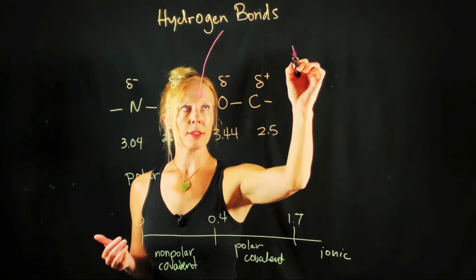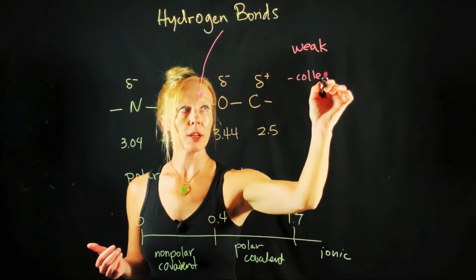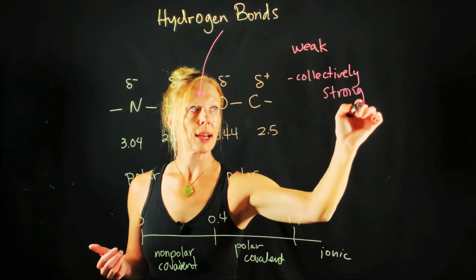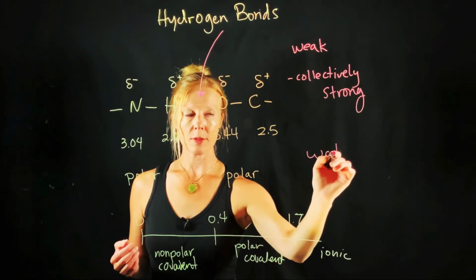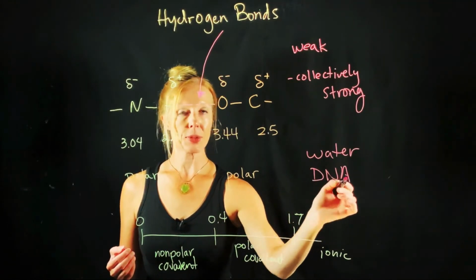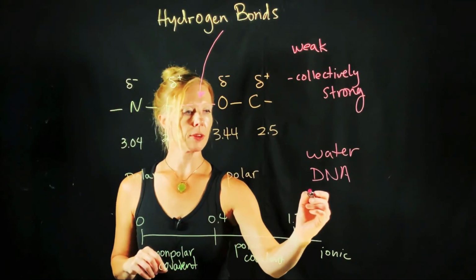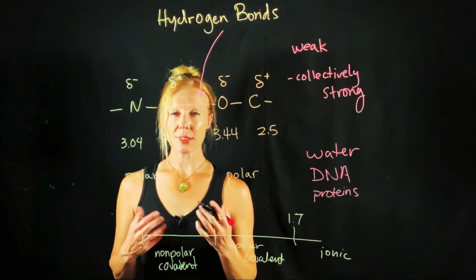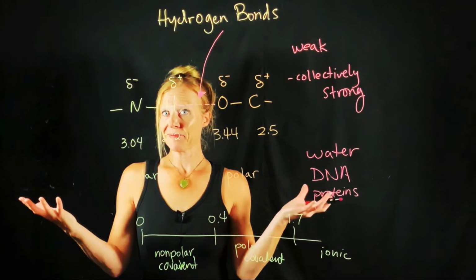Hydrogen bonds are weak individually, but collectively they can be incredibly strong. And they are critically important in forming molecules that are critical for life. Water, for example, we'll talk more about hydrogen bonds in water, but also DNA. DNA is a double helix. It has two strands, and those strands are held together in the middle with hydrogen bonds. And then, of course, proteins also rely on hydrogen bonds to keep their three-dimensional structure. Okay, so that's hydrogen bonds.